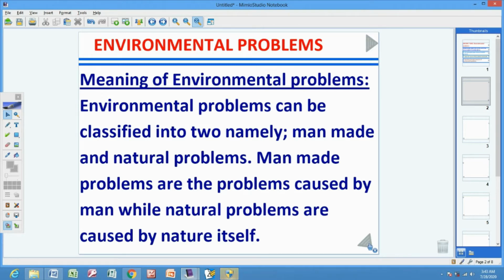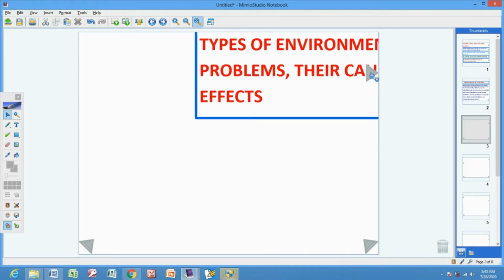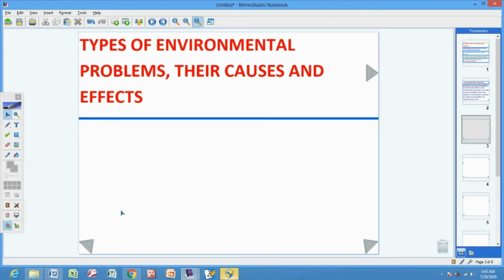What I'm trying to say here is that environmental problems are problems with the planet's systems, such as air, water, soil, and so on, that have developed as a result of mistreatment of the planet. When there is mistreatment of the planet, it leads to environmental problems. So having known what environmental problem is all about, let's look at the types of environmental problems, their causes and effect of it. Types of environmental problems.